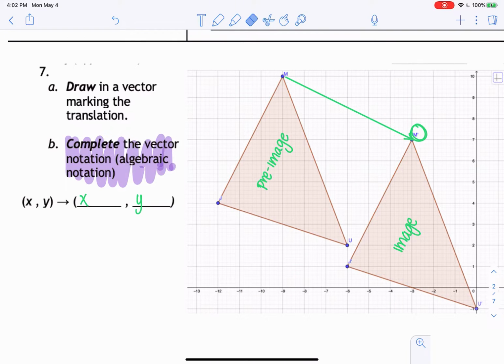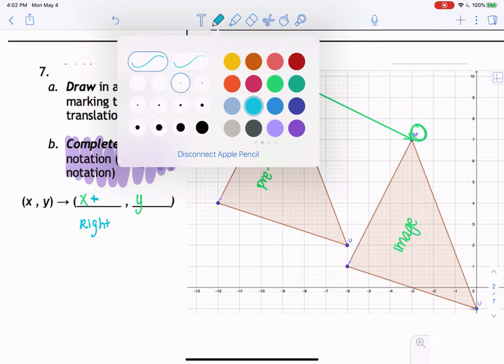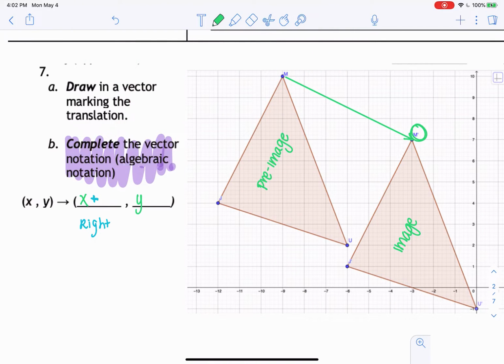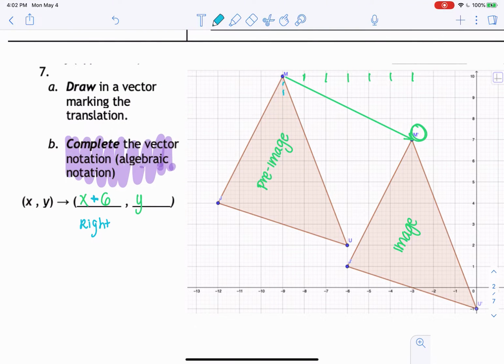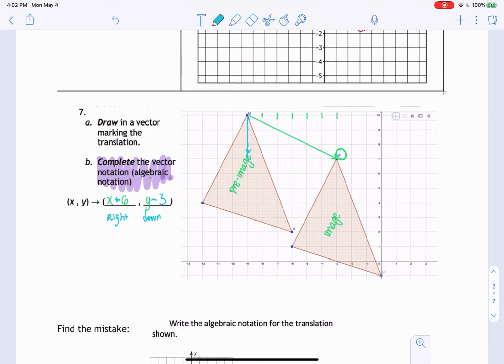So for here, for x movement, we are going to the right, so that means we are going to add. How many are we going to the right? Well, we're starting here. We're going to 1 over 2, 3, 4, 5, 6, so x plus 6. Now y, we are going down, so we are going to subtract. How many are we going down? 1, 2, 3, so y minus 3. And that would be completing the vector notation.